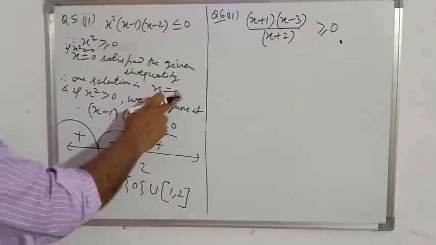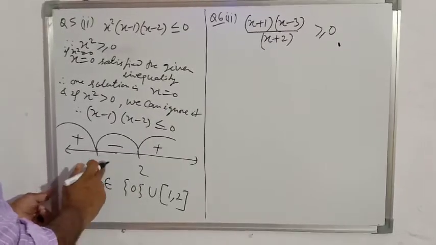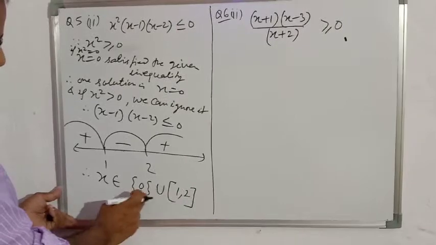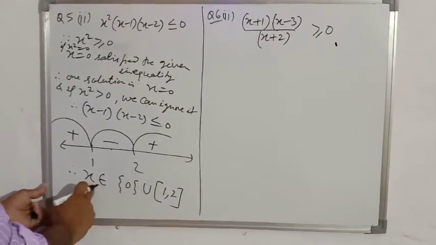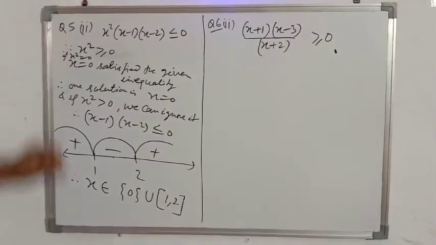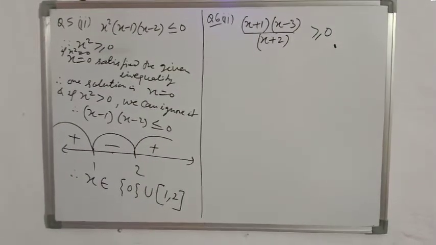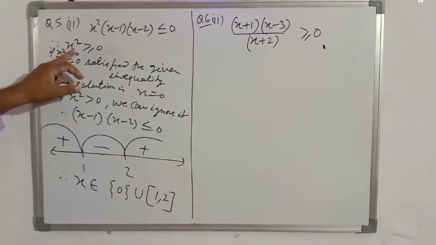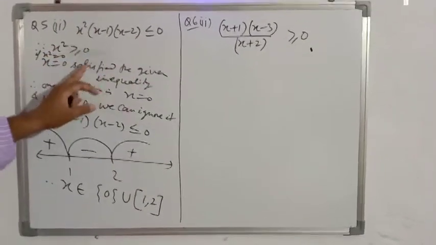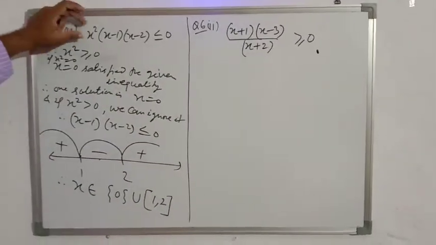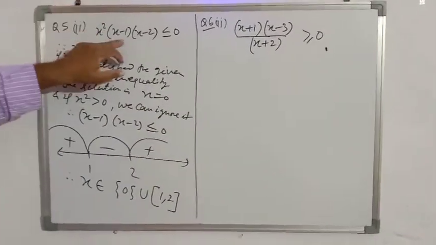One solution is x is equal to 0. Another solution lies in the interval 1 to 2, including 1 and 2. So we have to take the union of these two. So x belongs to this interval. So this is the solution of question number 5, second part. So if power is even and x is equal to 0 satisfies it, then one solution will be x is equal to 0, and in other solution we will ignore it. We will take only these two factors.